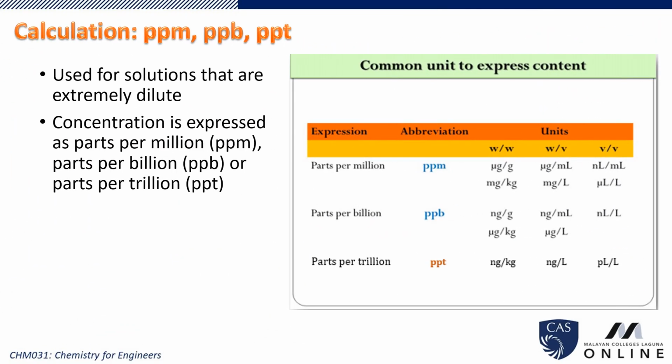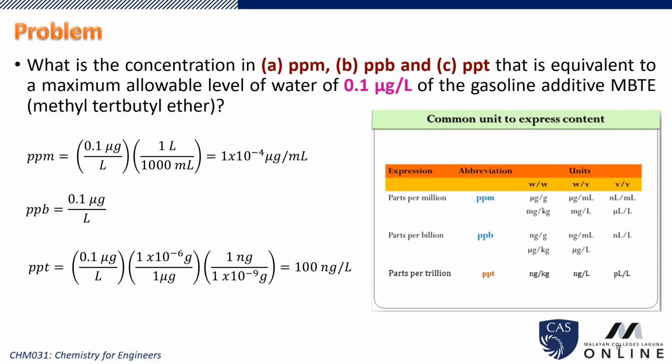For very dilute solutions, concentration is expressed as parts per million, parts per billion, and parts per trillion. These units are essential for trace level analysis. For example, a concentration of 0.1 micrograms per liter can be converted into ppm, ppb, and ppt. These types of calculation are important in environmental chemistry.